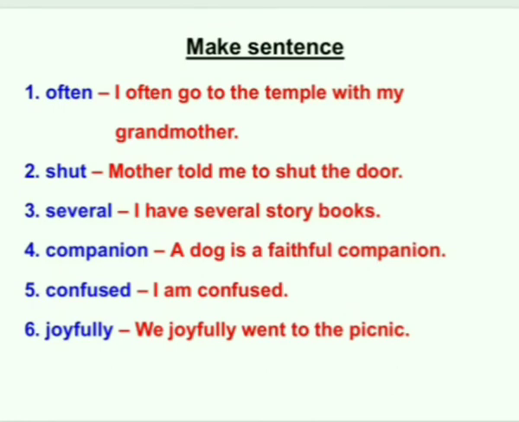Now let's understand how to make sentences. Number 1. Often. I often go to the temple with my grandmother. Number 2. Shut. Mother told me to shut the door. 3. Several. I have several story books. 4. Companion. A dog is a faithful companion. 5. Confused. I am confused. 6. Joyfully. We joyfully went to the picnic.